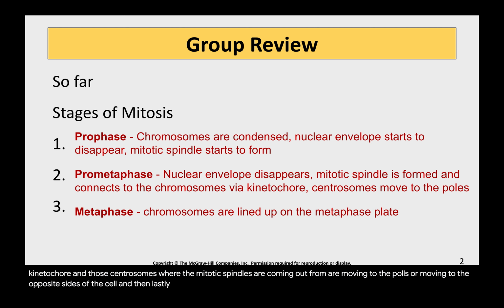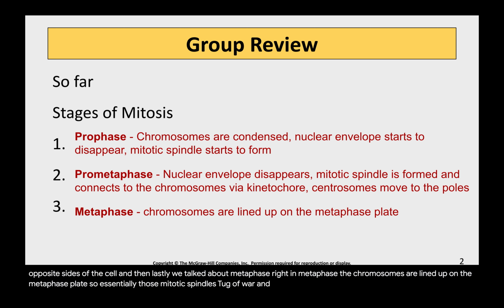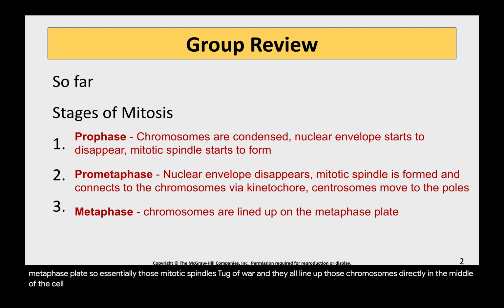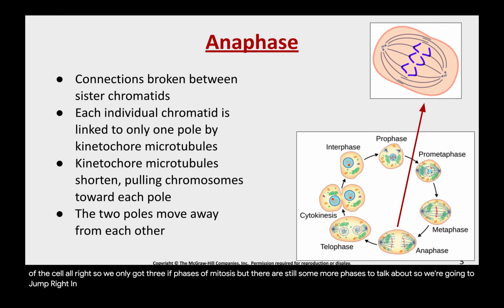And then lastly, we talked about metaphase. Right? In metaphase, the chromosomes are lined up on the metaphase plate. Essentially, those mitotic spindles connected to those chromosomes are playing a game of tug-of-war, and they will line up those chromosomes directly in the middle of the cell. All right, so we only got through 3 phases of mitosis, but there are still some more phases to talk about, so we're going to jump right in.